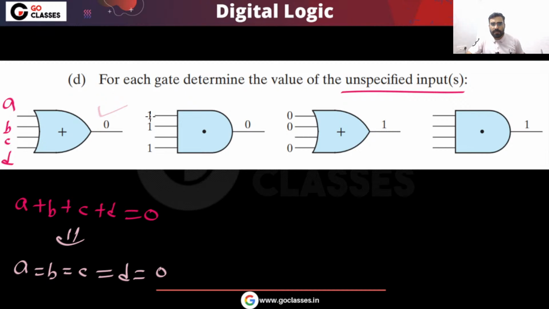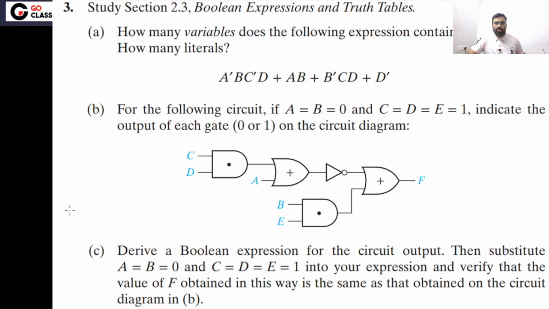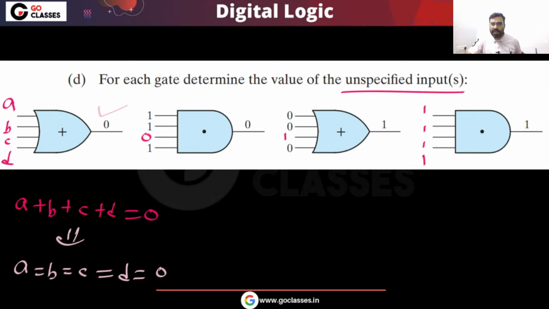And in this question, you can notice this is the AND gate, the output is 0, then at least one input must be 0. This is the OR gate, the output is 1, then at least one input must be 1. And this is the AND gate, the output is 1, then all inputs must be 1. So these are some easy questions on OR gate and AND gate.